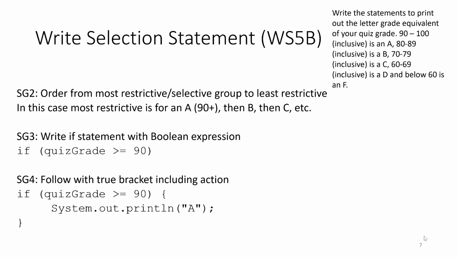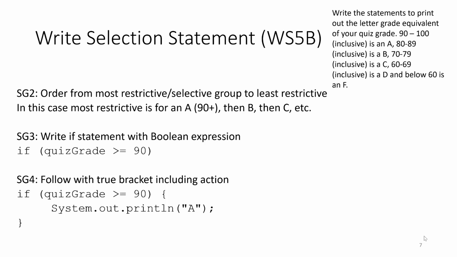Sub-goal 2 then says we want to order from the most restrictive selective group to the least restrictive. Well, the most restrictive for this are those who scored a 90 and above, then those that score 80 and above, then those that score 70 and above, etc. So we want to write the if statement with the Boolean expression. So in this case, if the quiz grade is greater than or equal to 90.